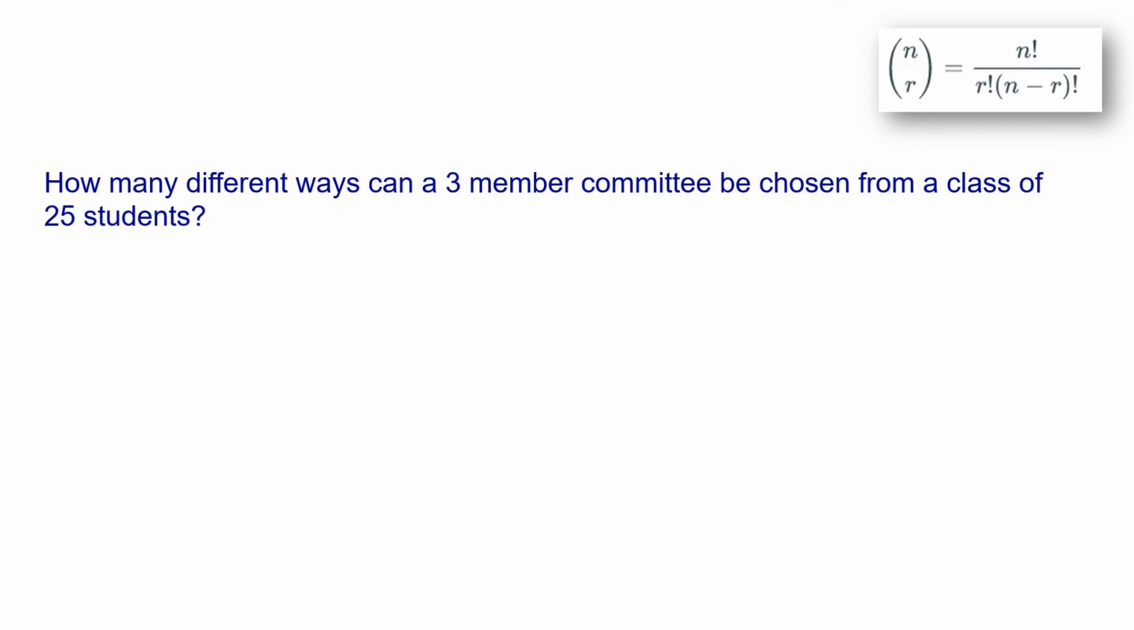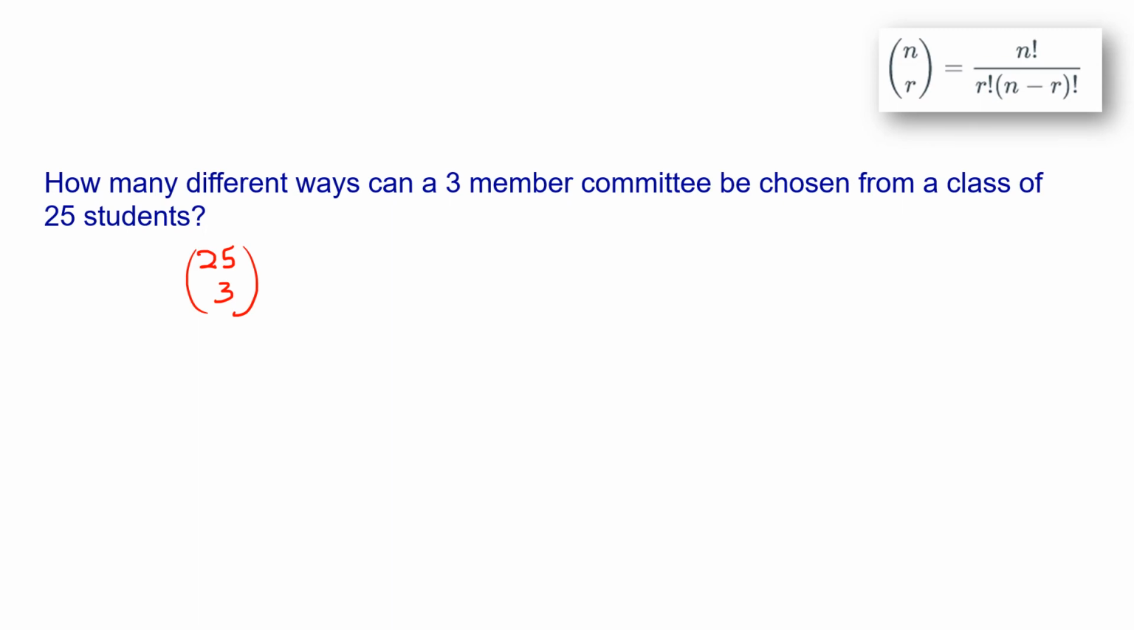Okay, so now let's get back to the type of questions that we're going to be answering here in counting subsets. So here we saw this question already. How many different ways can a 3-member committee be chosen from a class of 25 students? Well, we would see that we're finding subsets of size 3 from a class of 25. So we would recognize that as a combination problem where we would be taking 25 choose 3.